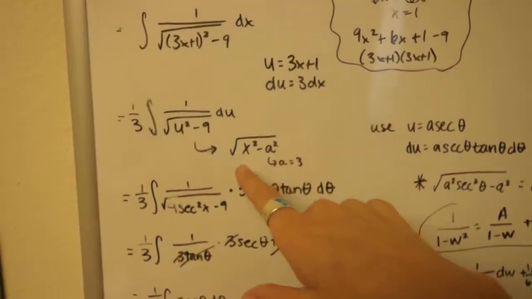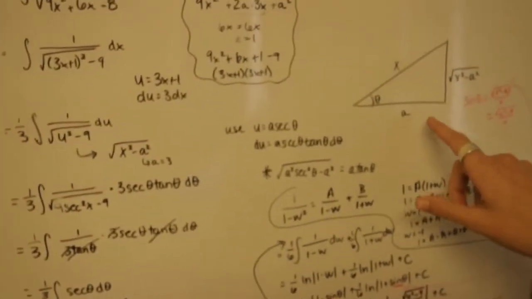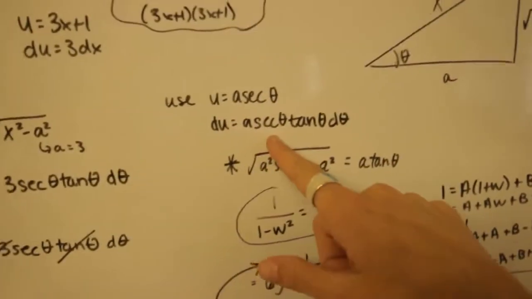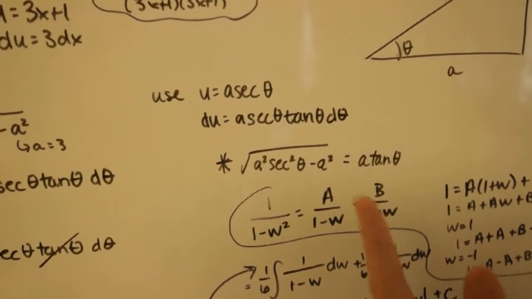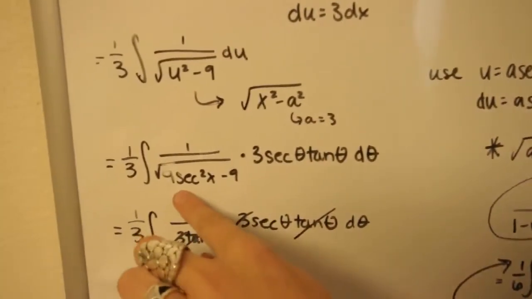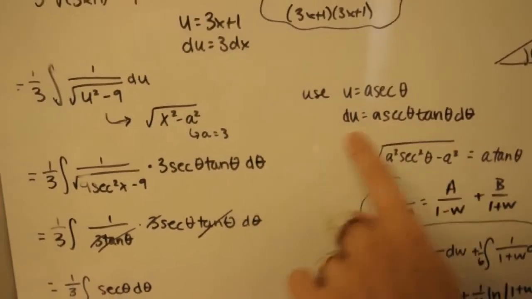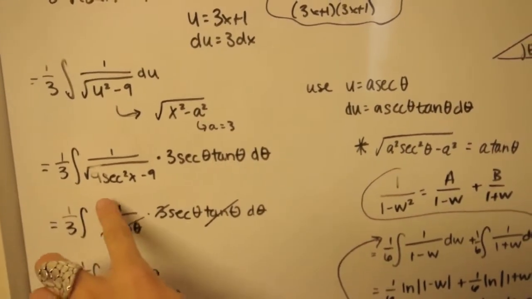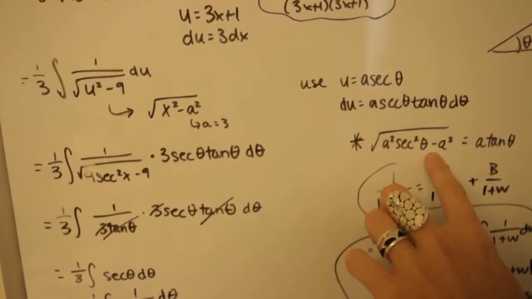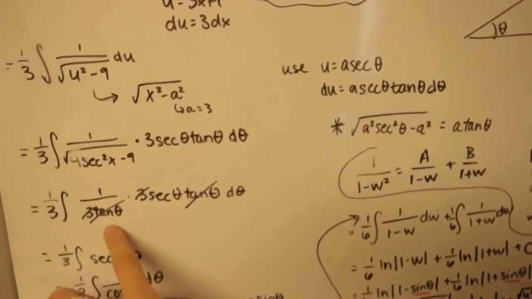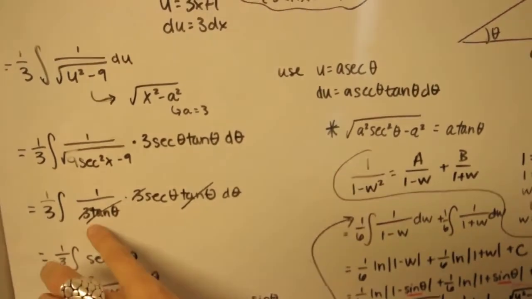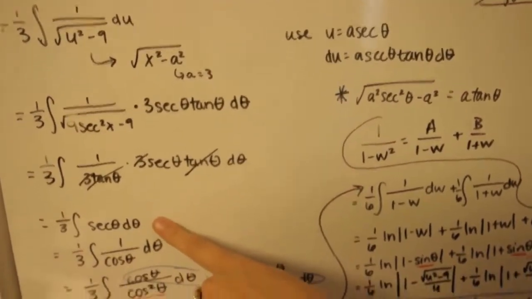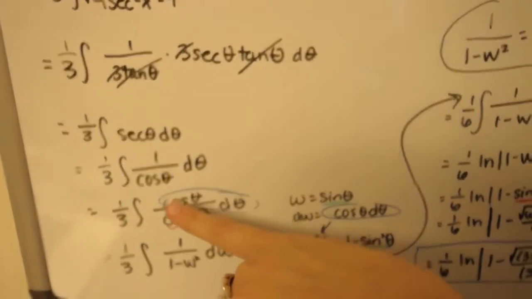And so when you have that, you come over to your triangle, and you know you need to use a secant theta, and the derivative of that is secant theta, tangent theta, d theta. And so then you want to plug that into your u, and then you plug this into your du. And so this over here, a squared secant squared minus a squared, is a tan theta. So then that's an identity. So you plug that in down there, and then the 3's can cancel and the tangents cancel. So you have secant d theta, which is 1 over cosine d theta.